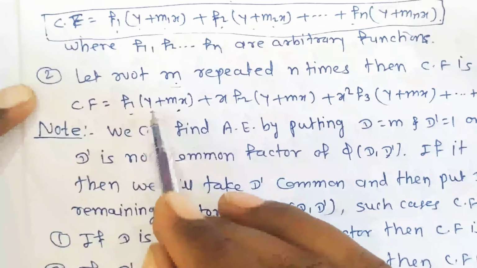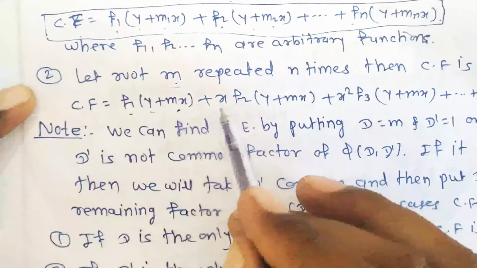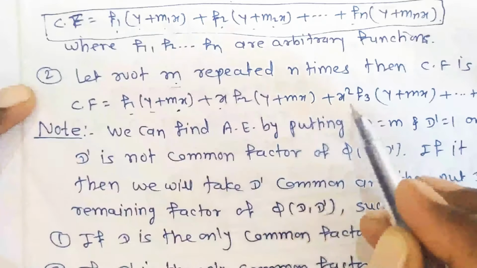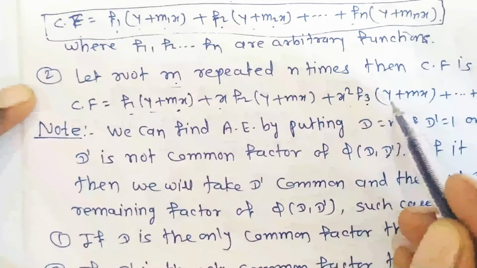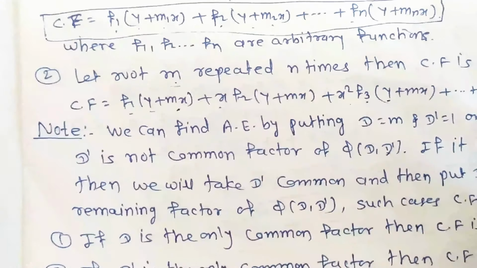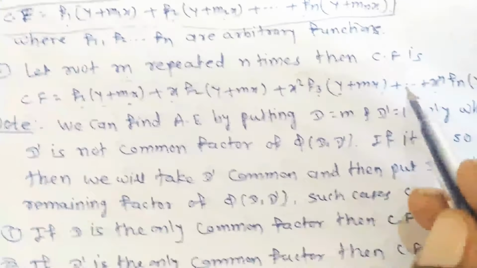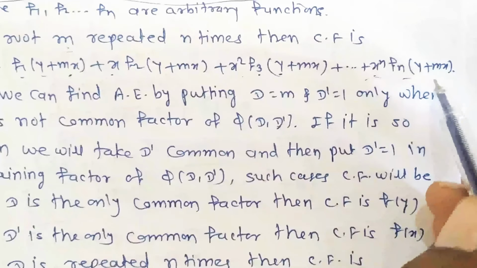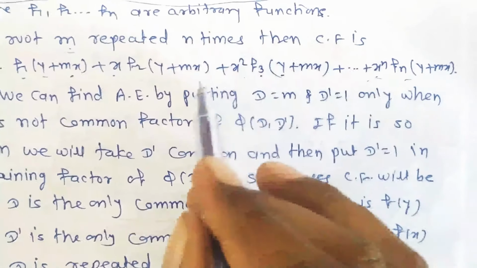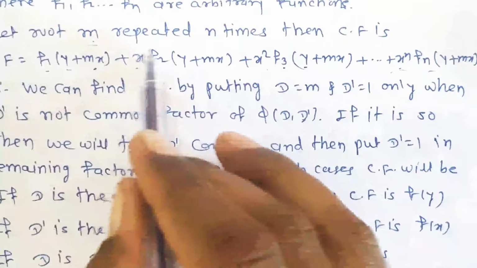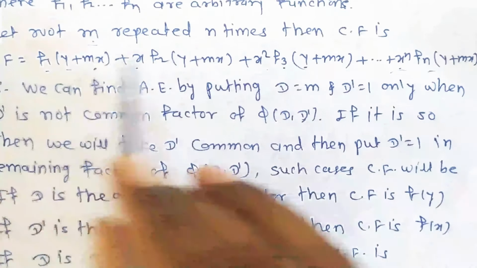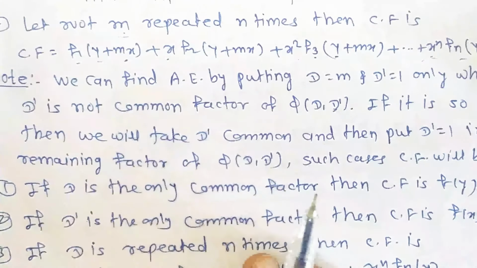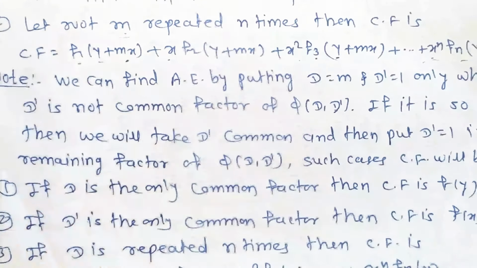So CF is f1(y + mx) + x f2(y + mx) + x square f3(y + mx) + and so on + x to the power n fn(y + mx). So this is the formula. When m is repeated n times, then we can write the CF using this. These two formulas are important for finding complementary functions.